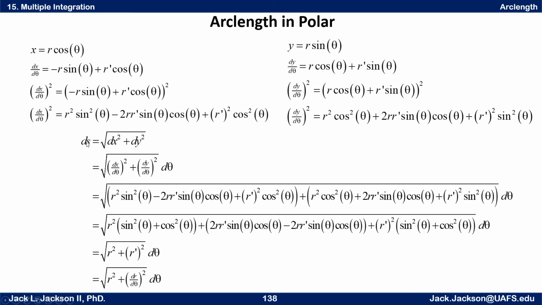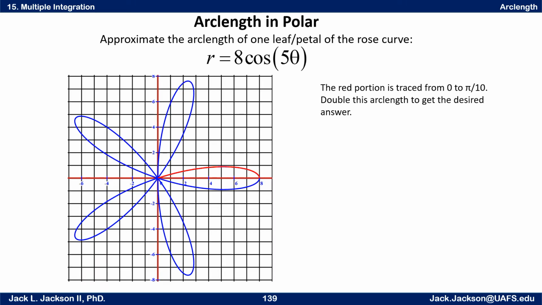So the arc length differential ds is the square root of r squared plus dr over d theta squared, d theta. And so that's the way we can do that for polar coordinates. So let's put that final result into place to find an arc length in polar coordinates.